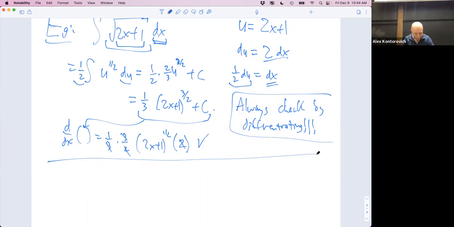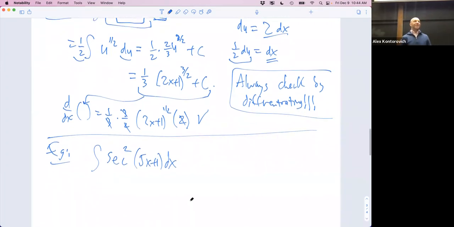Bless you. Let's do another one. How about the integral of secant squared of 5x plus 1? What's the antiderivative of secant squared of 5x plus 1? How are we going to do this? Yeah, let's use, so secant squared, we know an antiderivative of secant squared. The derivative of tan is secant squared, but there's this weird function inside. That's okay. If u is equal to 5x plus 1, then du is equal to 5 dx. So 1/5 du is equal to dx.